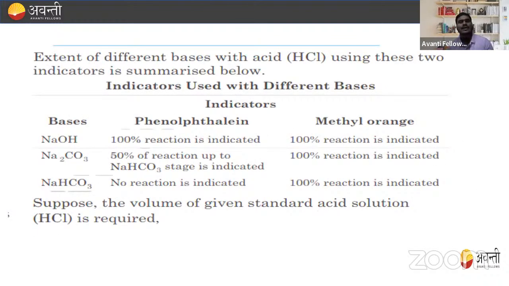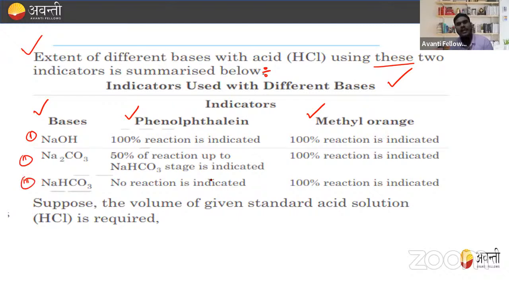Okay. Now, the extent of reaction of different bases with HCl using these two indicators is summarized below, right? So how will you summarize this? The indicator used with the different bases. The columns are bases, phenolphthalein and methyl orange. What bases do we use? That is NaOH, Na2CO3, NaHCO3. So these types of bases we use.